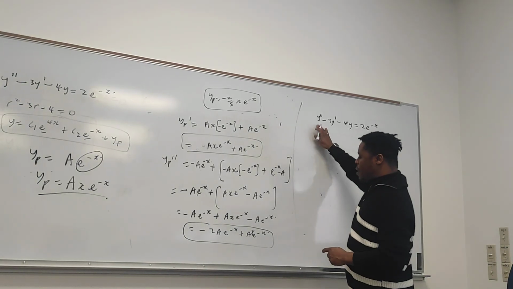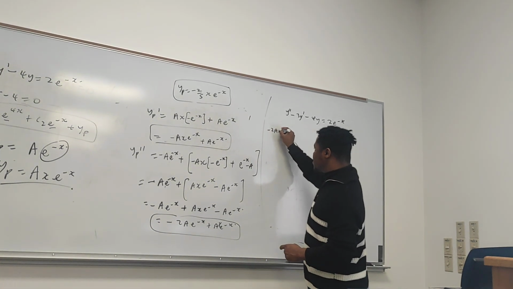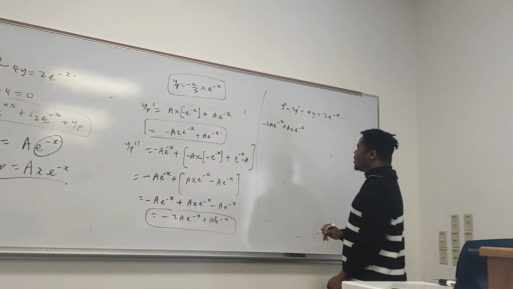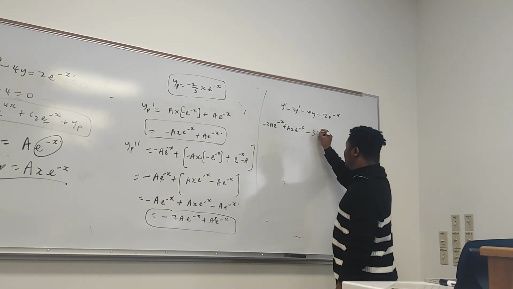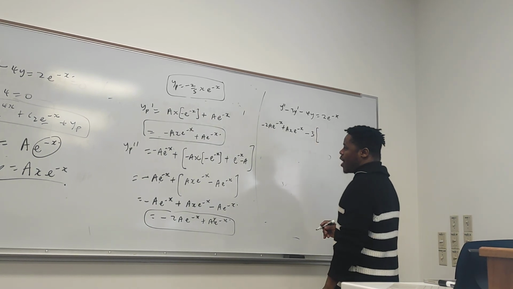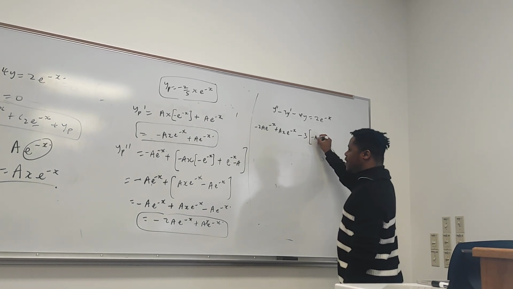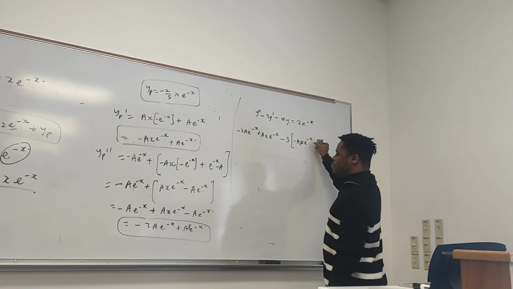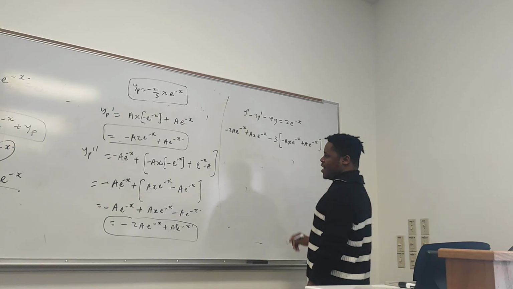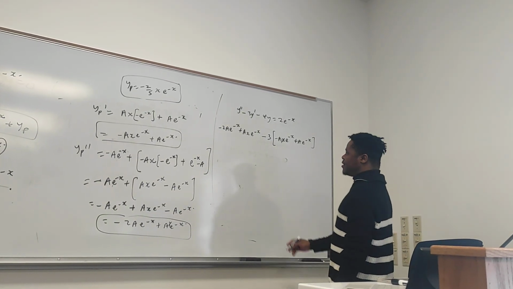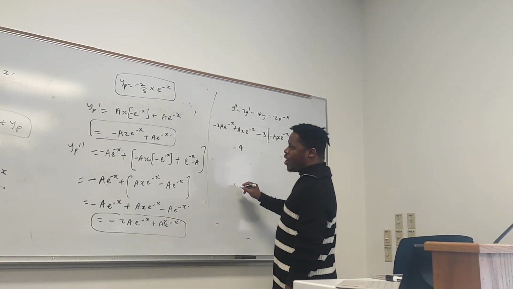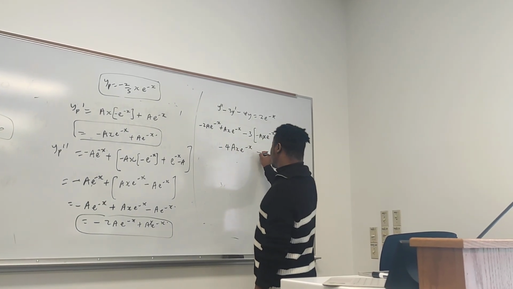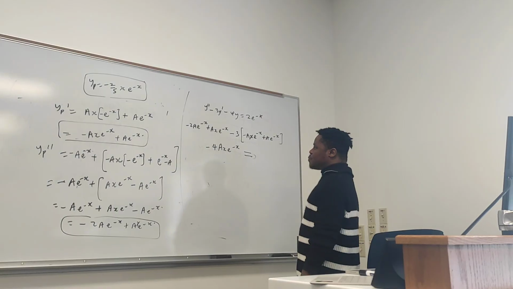So y prime prime is negative 2a exponential negative x plus ax exponential negative x. Then minus 3 multiplied by y prime is negative ax exponential negative x plus a exponential negative x. Okay, I want to be sure I don't miss anything here now. Minus 4y, our y is ax exponential negative x. So that gives, let's put everything together.